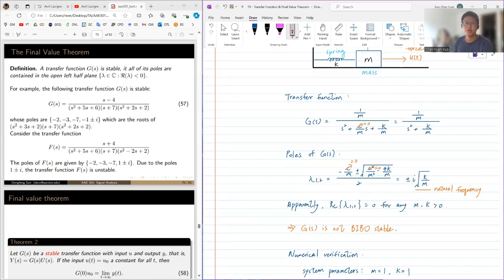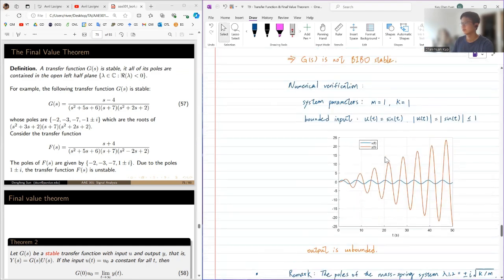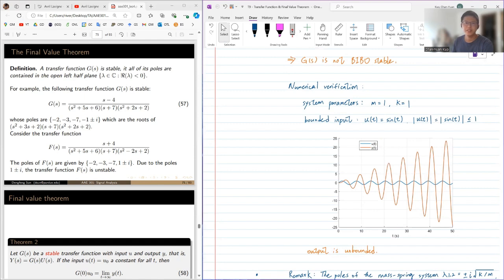Obviously, the real parts of the poles are 0 for any positive values of k and m. So the mass spring system is not BIBO stable. Again, let's verify this result with a numerical simulation. In this simulation, the parameters and the input are the same as the previous example, except that the damping constant C is equal to 0.